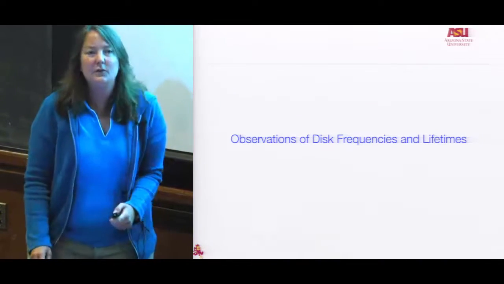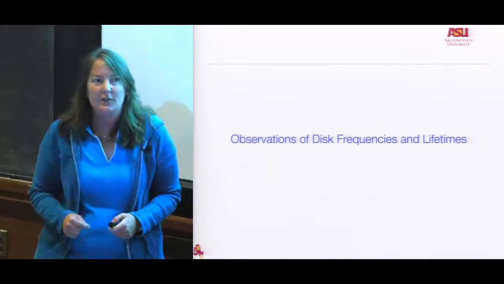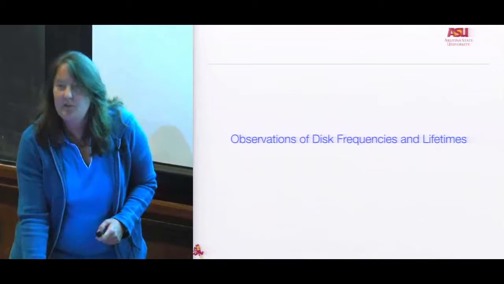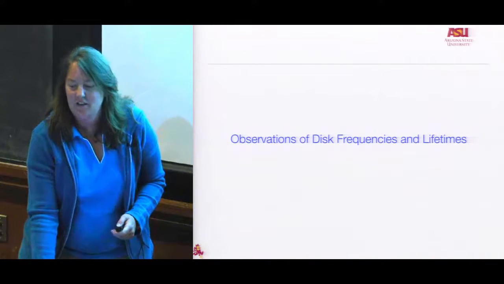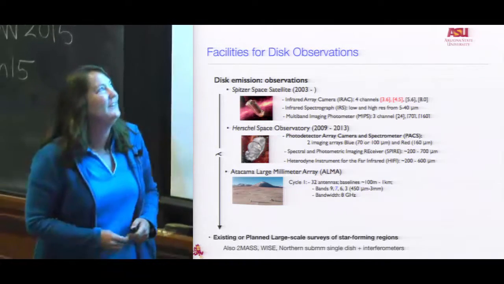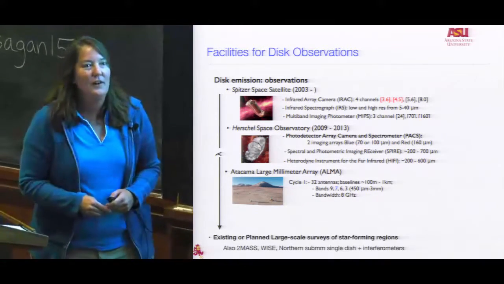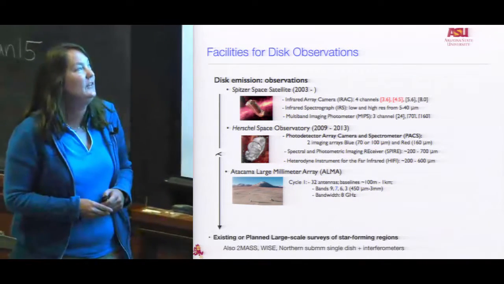Okay, so we can use those measurements to infer the presence of a disk, to understand something about the disk frequencies and lifetimes. And those are really key properties for understanding how long these theoretical mechanisms have to produce planets.